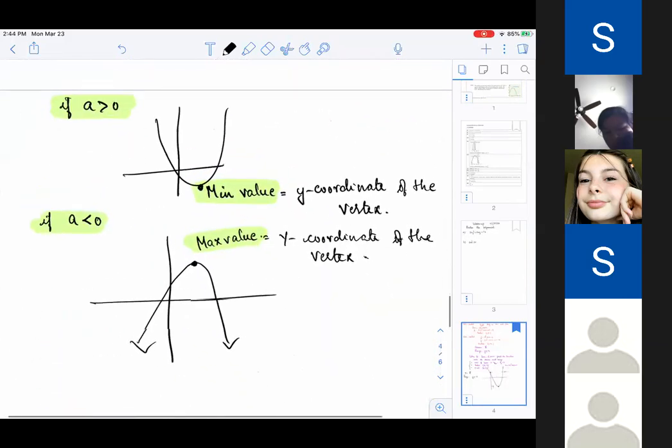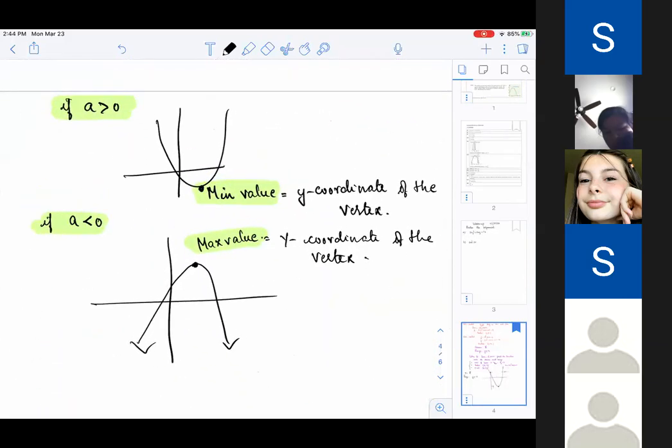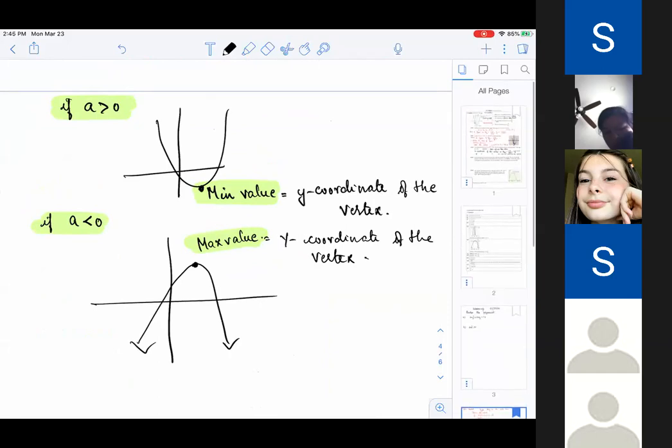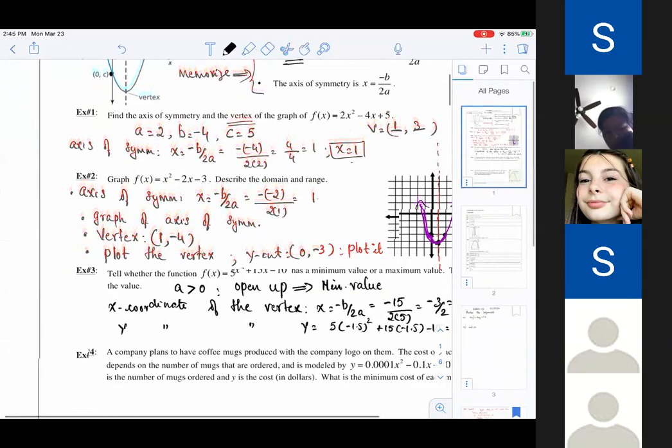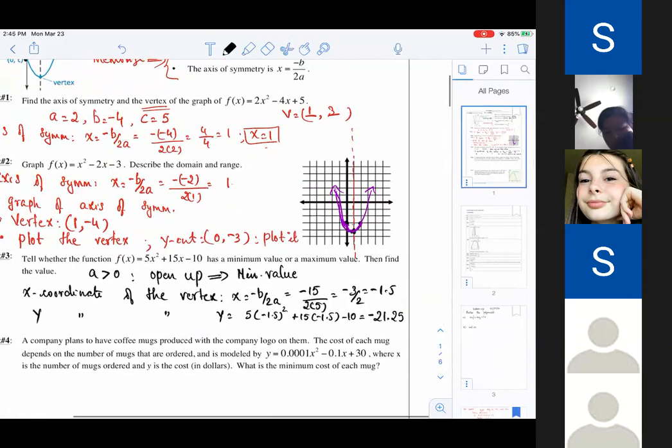Okay. What is the minimum value actually? Are you going to write the entire vertex, or what exactly is the minimum value? Just the y coordinate. So I want you guys to write that down clearly. Minimum value is negative 21.25, and box it.